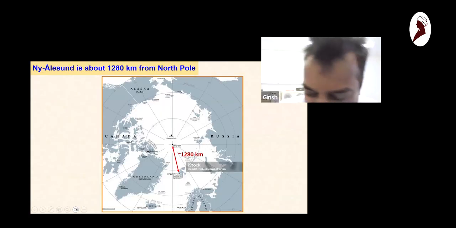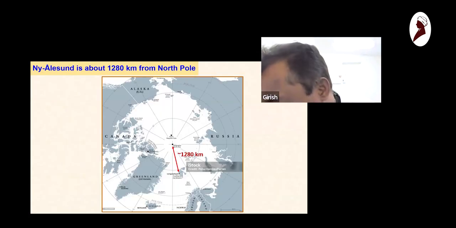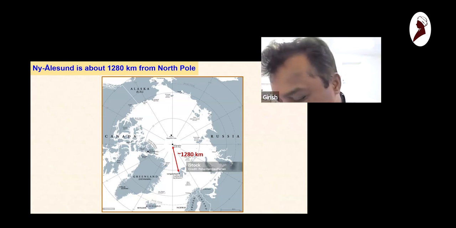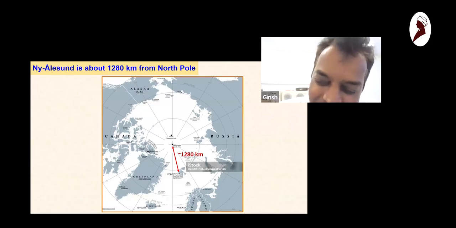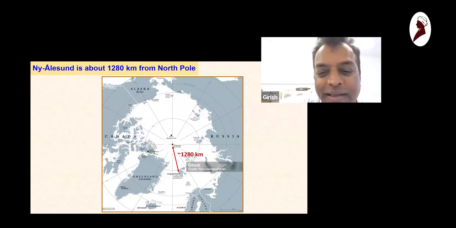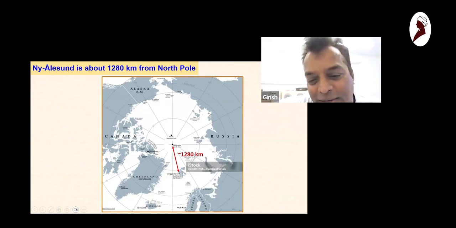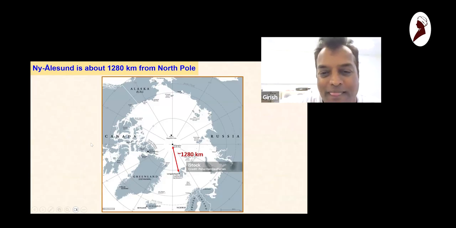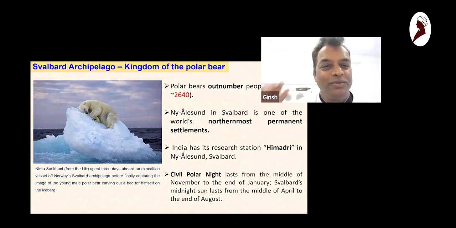Okay, I hope you liked that. It was just to show that it was pretty cold and dark when we landed in Ny-Ålesund, even though it was 10:30 a.m. We were still in what is technically called polar night when we landed here on February 6th. Just to orient yourself on the map, this is where we are. This is Ny-Ålesund. This is Longyearbyen, capital of Svalbard, and we are just about 1,280 kilometers from the North Pole. So we are in Svalbard, and this is the kingdom of the polar bear.